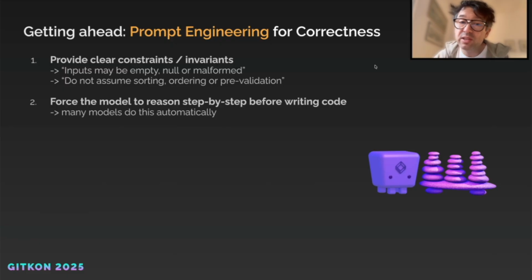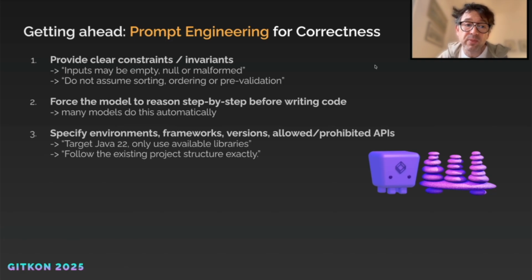Ask a model to reason step by step and explain to you what it's planning to do. Many models do this automatically today, so that's a great thing. It's a great way to break down the problem and make sure things go right. Be clear to specify environments, versions, what it's allowed to use, and what it's not allowed to use to solve a problem. For example, use this version of Java, only use the existing libraries, target this operating system or this Kubernetes version, or whatever it might be.